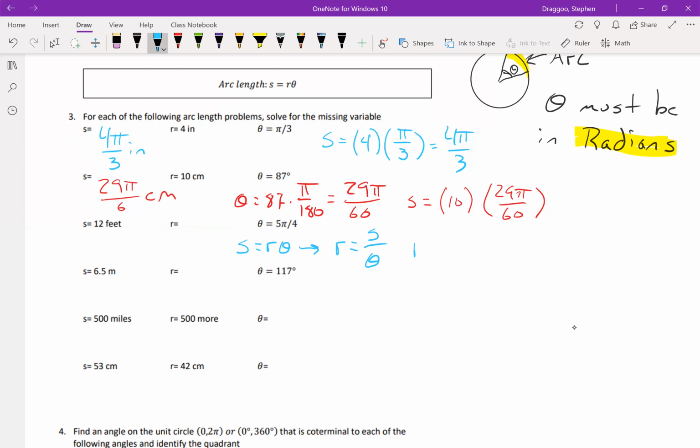which means that r in our case should be 12 divided by 5 pi over 4, which means that I'm looking at 12 times 4 over 5 pi. Since we call back to algebra, dividing by a fraction is the same as multiplying by its reciprocal. We should come up with our radius as being 48 over 5 pi. And that'll again be in feet, since our radius and our arc length should be measured in the same units.